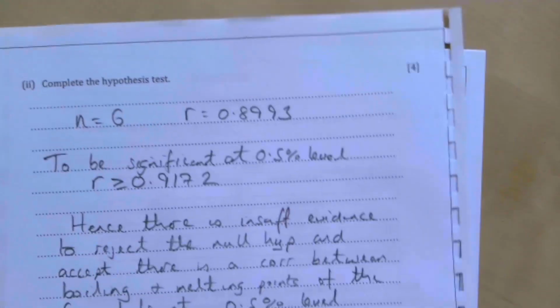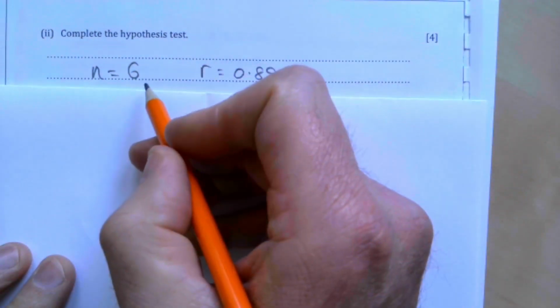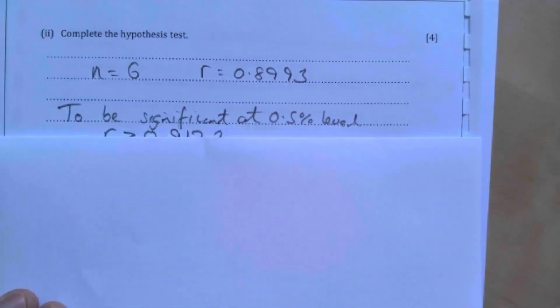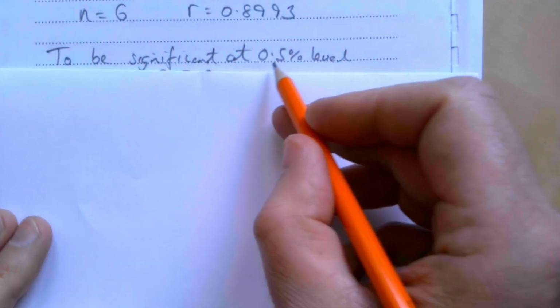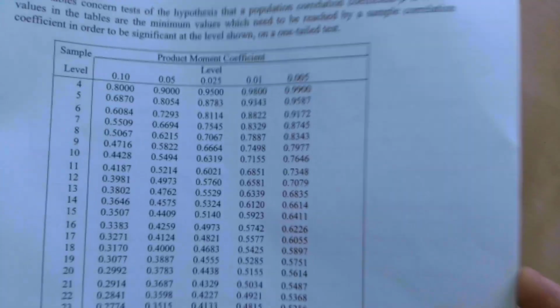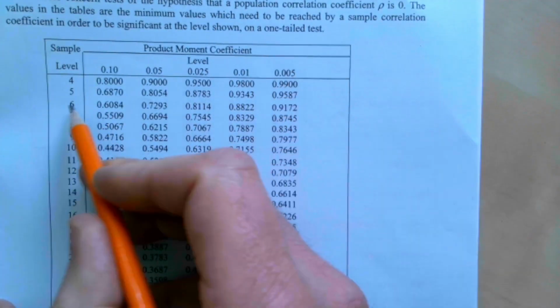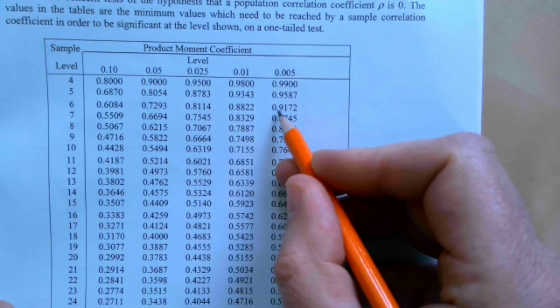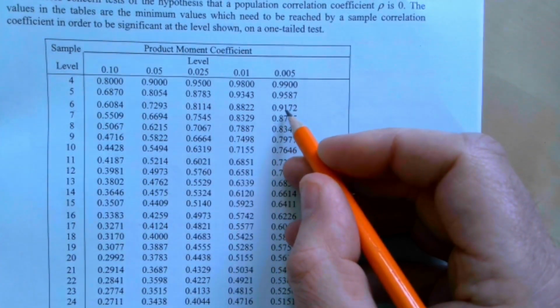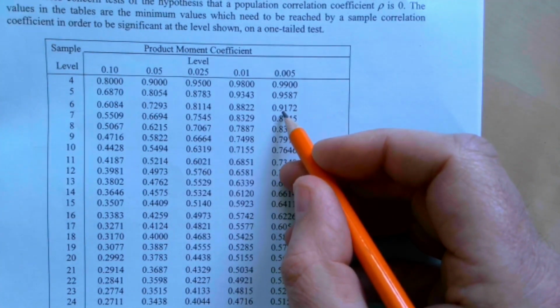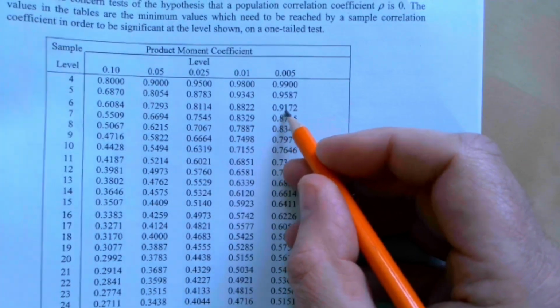Over the page then, I can keep this hidden to keep the surprise. So, complete the hypothesis test. What information do we know? We know that n equals 6, and we know that our r value is 0.8993. If it needs to be significant at the 0.5% level, if we go to our tables here, which are in your formula book, the 0.5% level with a sample size of 6 is 0.9172. So if there is a proven correlation at the 0.5% level, it needs to be over 0.9172.